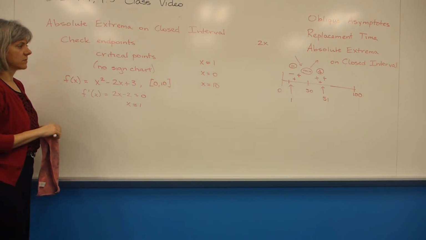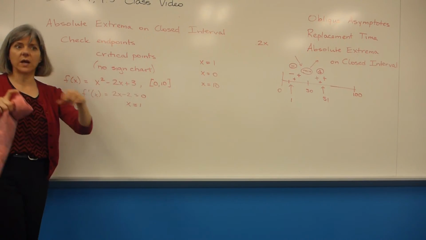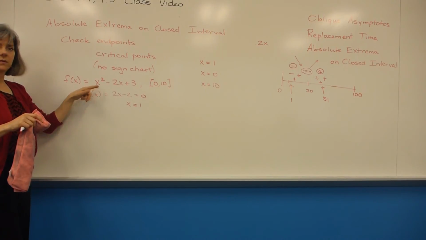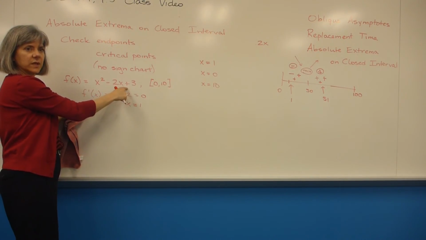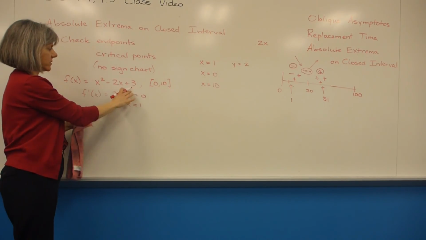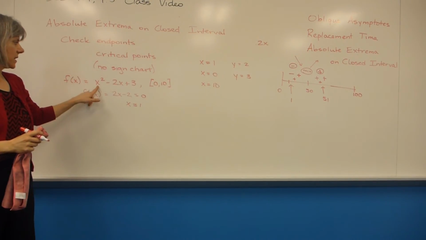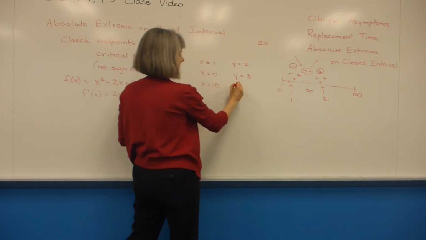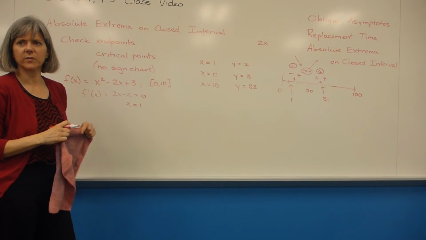So where do you get y values from? This is a bracket, so not a coordinate. You get them from the original function. If I put in x equals 1, I get 1 minus 2 plus 3, which equals 2. If I put in 0, I get 3. Put in 10, I get 100 minus 20 plus 3, which is 83. Does that seem right? Check my math. It's early for me too.